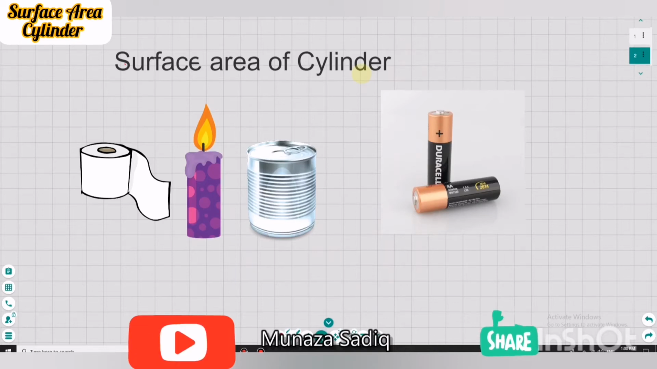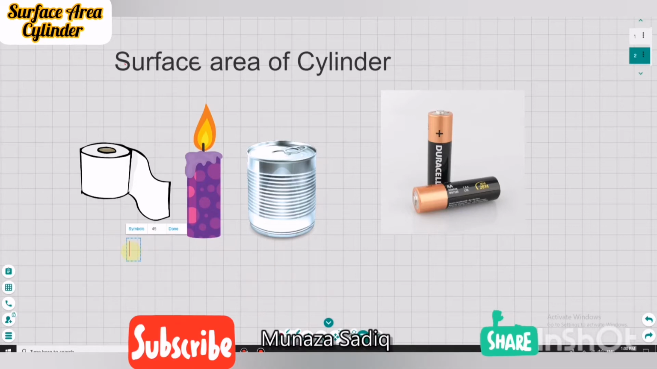Good day everyone. This video is about the surface area of a cylinder. As you have come across many solids like a tin can, candle, tissue paper roll, cell. These all are right circular cylinders. And now the question is, what is a right circular cylinder?